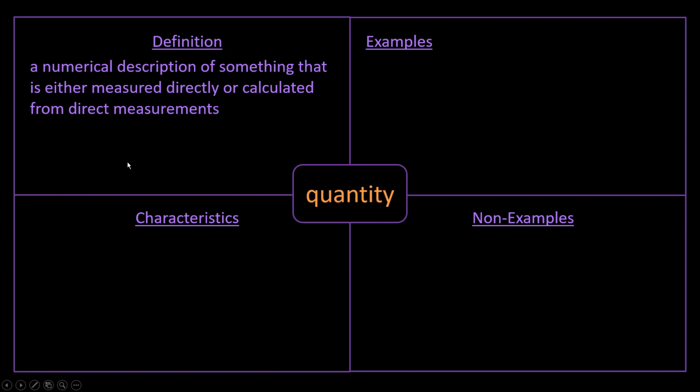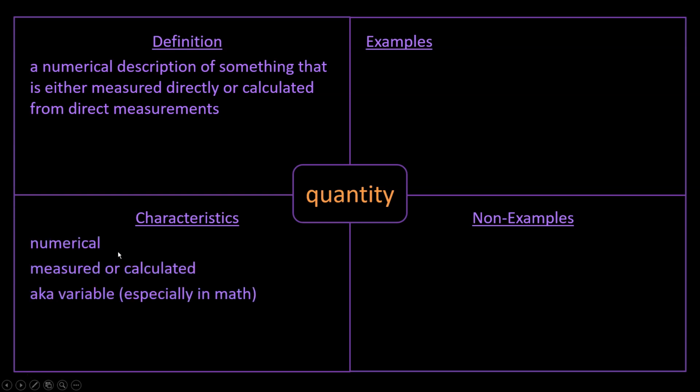It's a numerical description of something that is either measured directly or calculated from direct measurements. Some of its characteristics are it's numerical, it's measured or calculated. We also know quantity as variable, and especially in math, we use the term variable probably more than quantity. But in physics, we're going to use the term quantity more than variable.